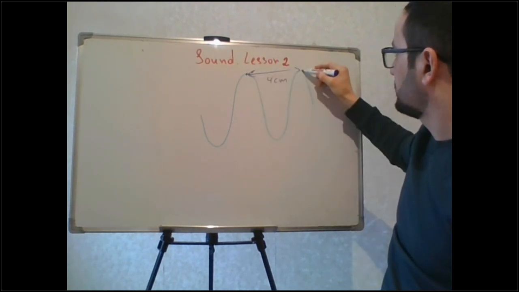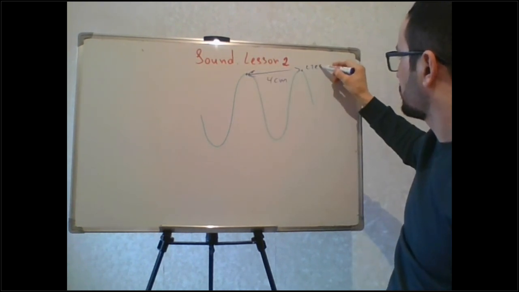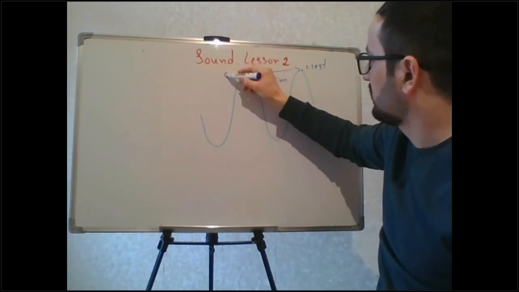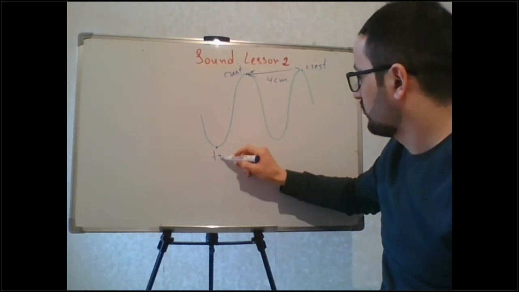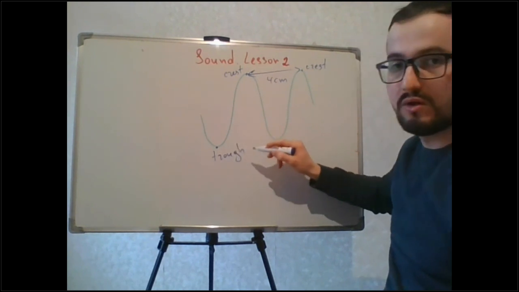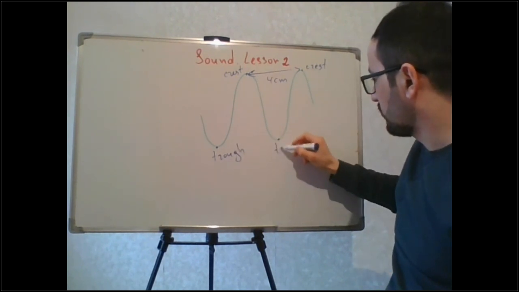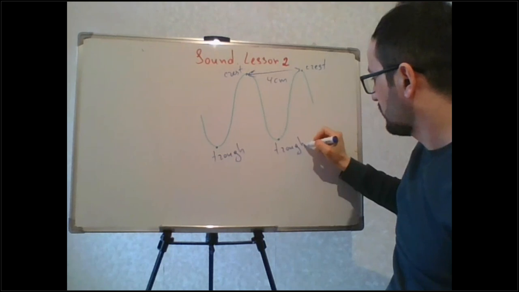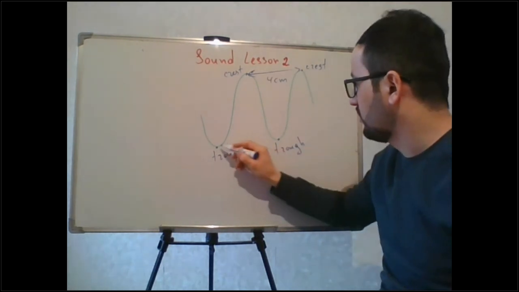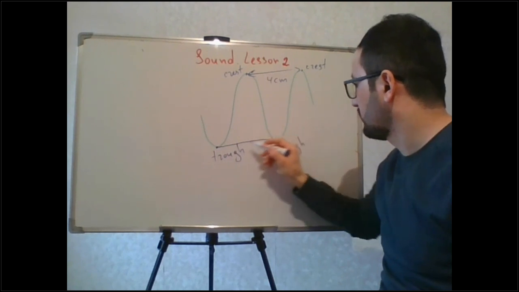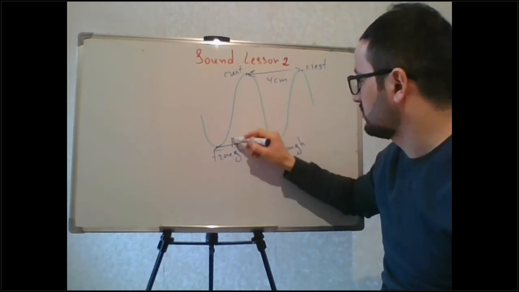Here is a crest. What's the name of this point? Crest or peak point? Crest. And here is a trough. Okay, the time difference between two crests or two troughs is called the period.